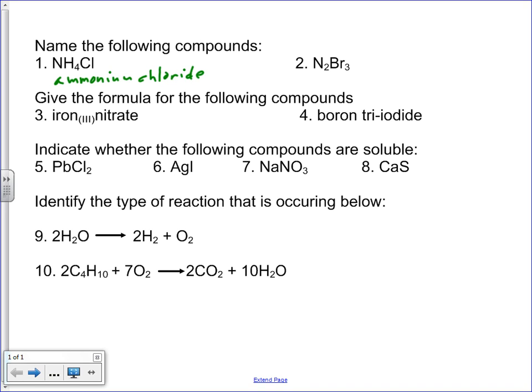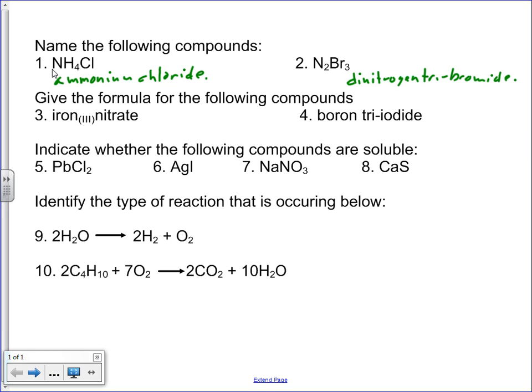Okay, again, all lowercase, guys. All right, number two has nitrogen first, this time acting as a nonmetal. Bromide is also a nonmetal, so this is a molecular compound. We have dinitrogen tribromide. Okay, again, all lowercase, guys.